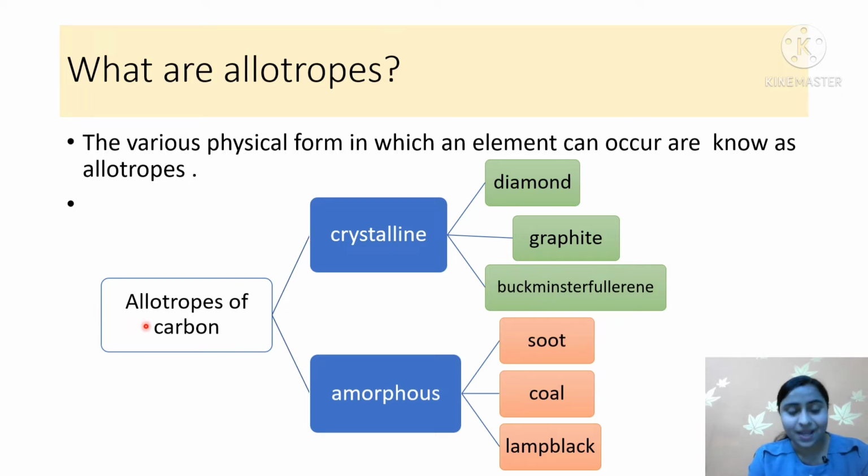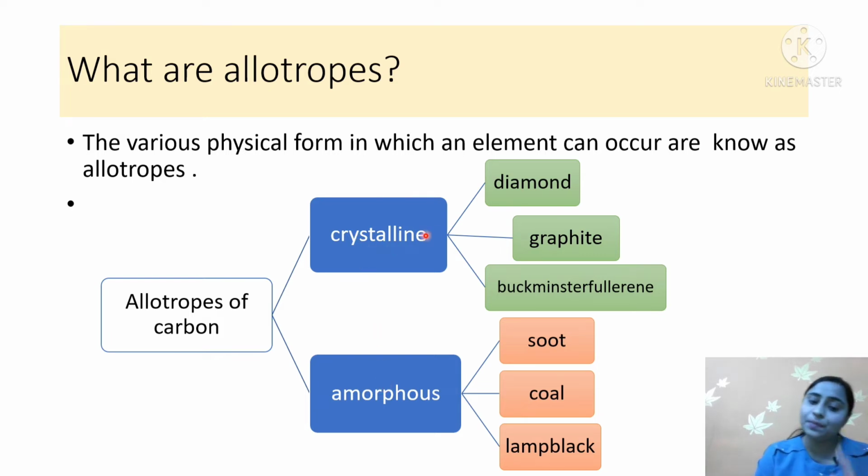Okay students. And allotropes can be of two types. They may be crystalline or they may be amorphous. Now, what is the difference between crystalline type of allotropes and amorphous type of allotropes? Actually, students, the difference lies in their geometries. The crystalline type of allotropes have fixed geometry. Okay? And if we talk about amorphous type of allotropes, they have irregular type of geometry.